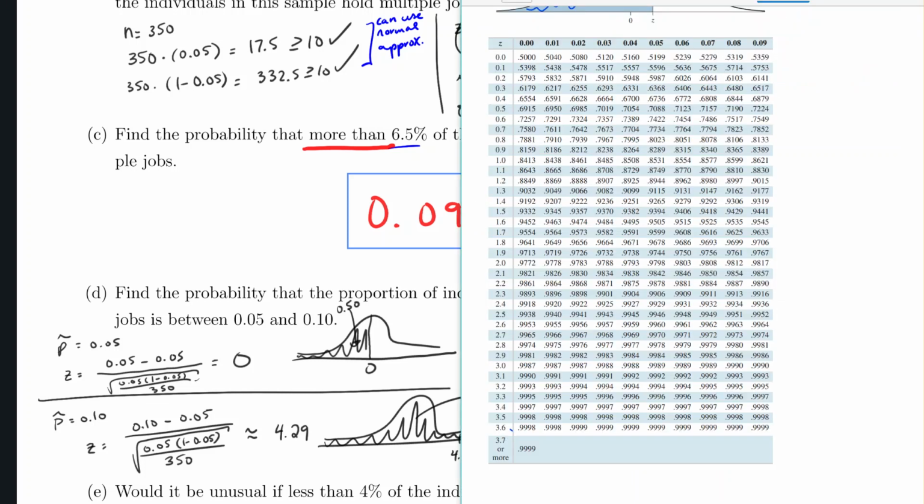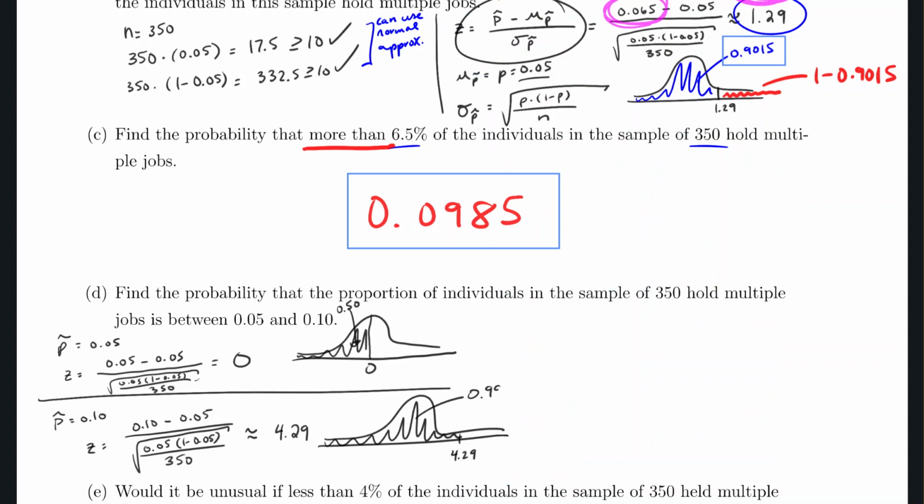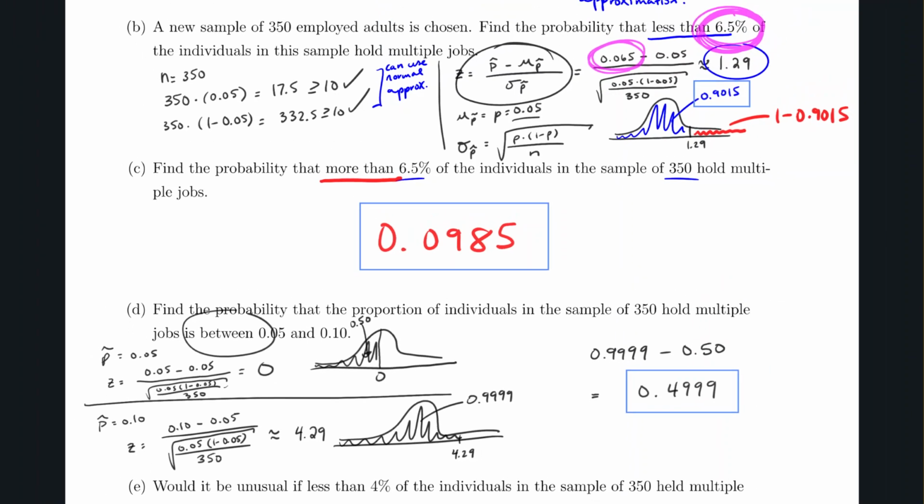So here in my cumulative normal chart, it tells me for 3.7 or more, the area to the left is 0.9999. So to find the area between, it's the area to the left of the larger z-score, 0.9999, minus the area to the left of the smaller z-score, which in our case is 0.50. Subtract those and we get 0.4999. So at this moment, before we go on, I just want to use this as an opportunity to check your understanding.